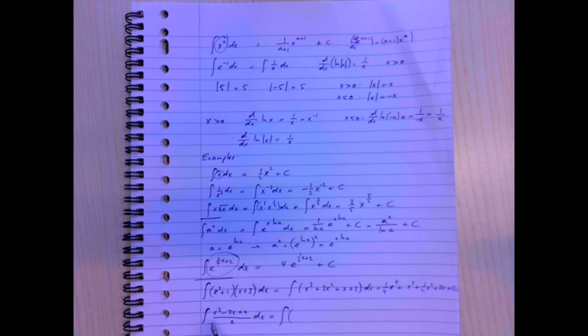So what are those terms? Well, the first term here is going to be x cubed divided by x. That's going to be x squared. The second term is minus 3x divided by x. That's going to be minus 3. And the final term is going to be 4 divided by x.